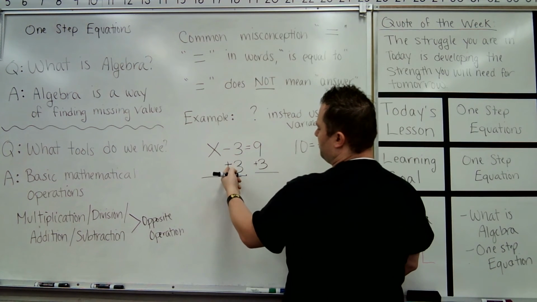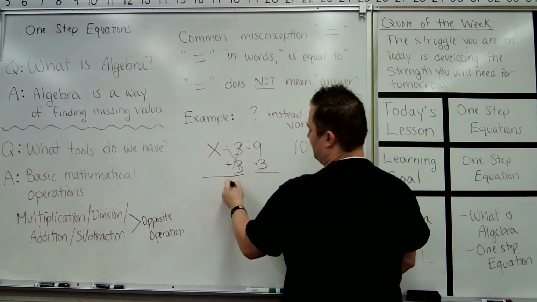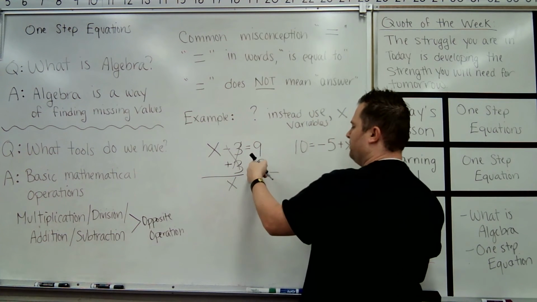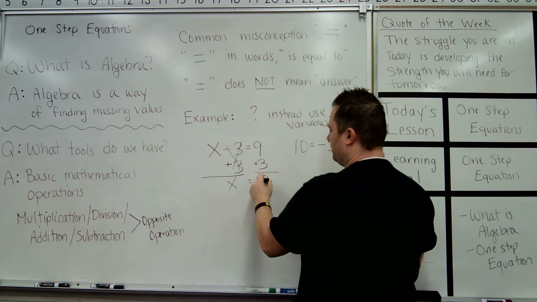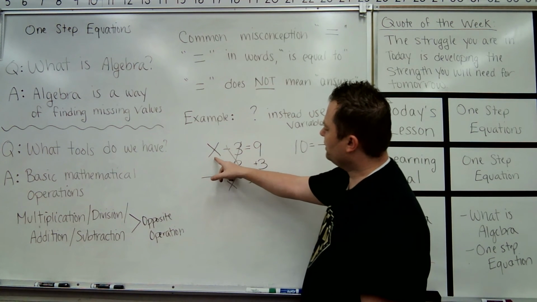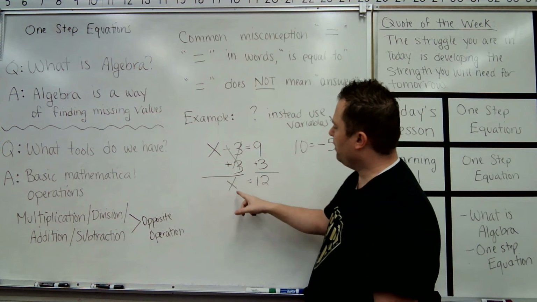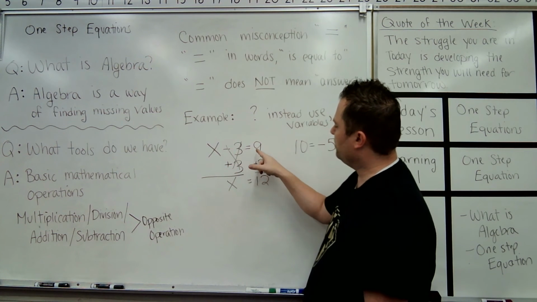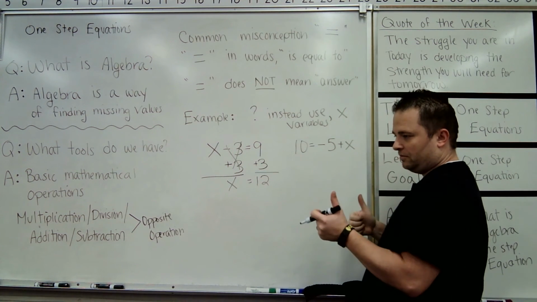X minus 3 plus 3, these cancel. We're left with just x on this side. 9 plus 3 is 12. When x is equal to 12, we're suggesting this unknown number is 12. 12 minus 3 equals 9. Great.